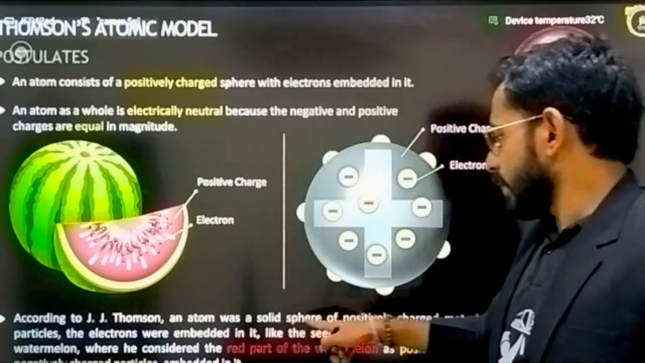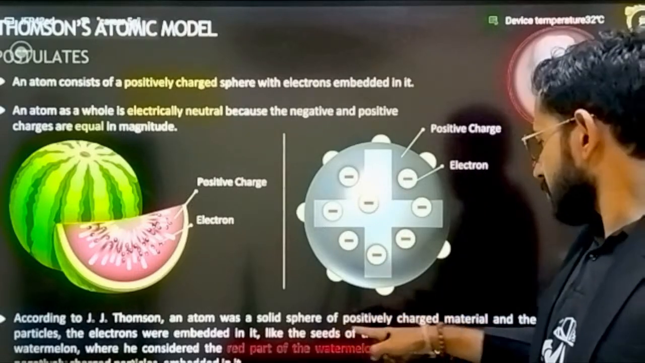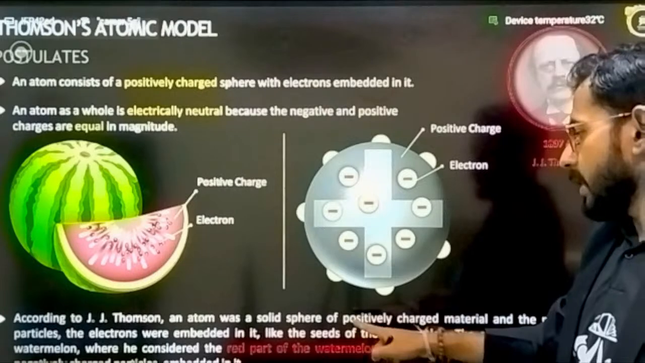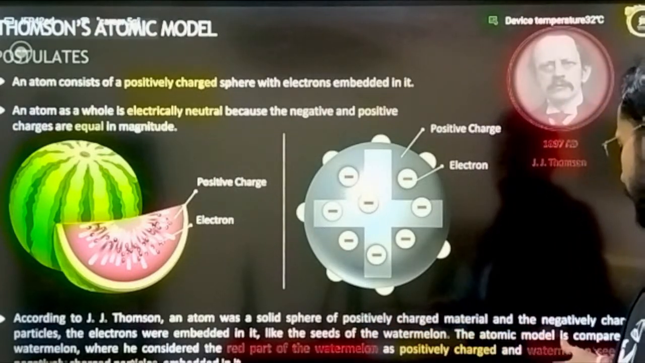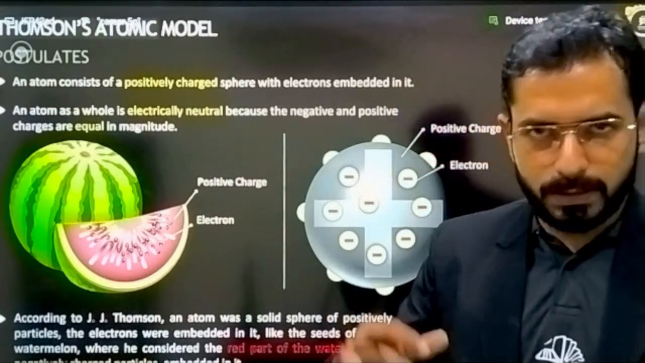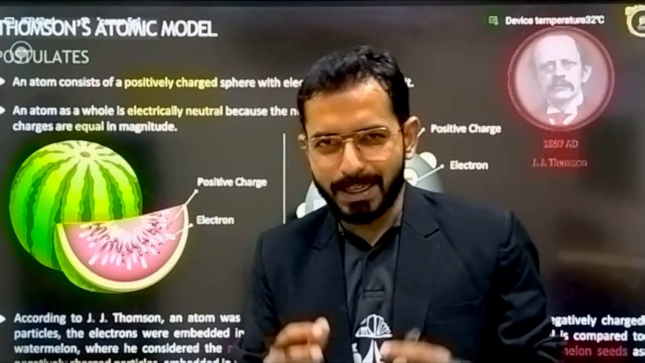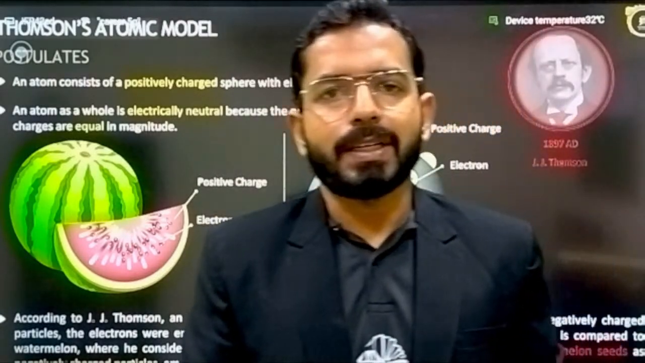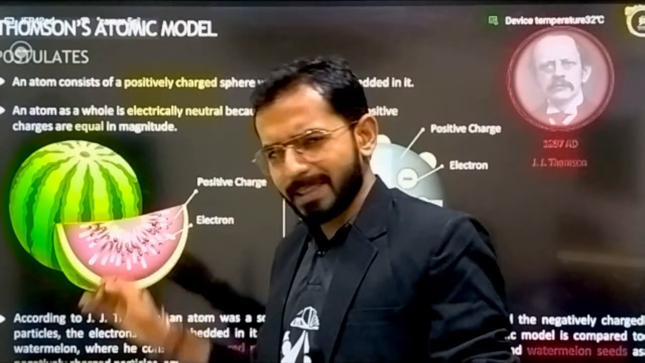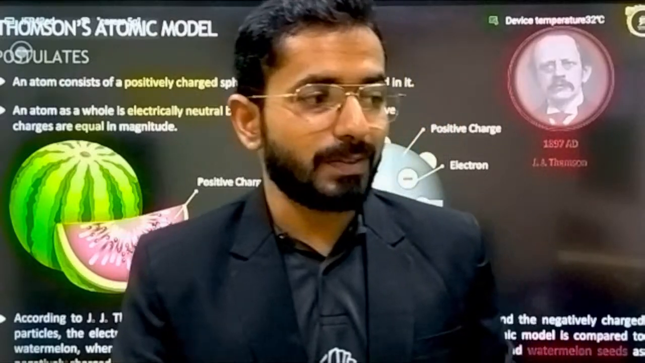According to J.J. Thomson, an atom was a solid sphere of positively charged material, and the negatively charged particles, the electrons, were embedded into it, like I have told you before. Like the seeds of a watermelon, the atomic model is compared to the watermelon. Actually, he compared his own model with a watermelon. A watermelon is a kind of sphere, and he said that this complete watermelon is positively charged, and the seeds that you are watching here are randomly spread into this watermelon. These are the electrons that are embedded into it. So this was his observation.